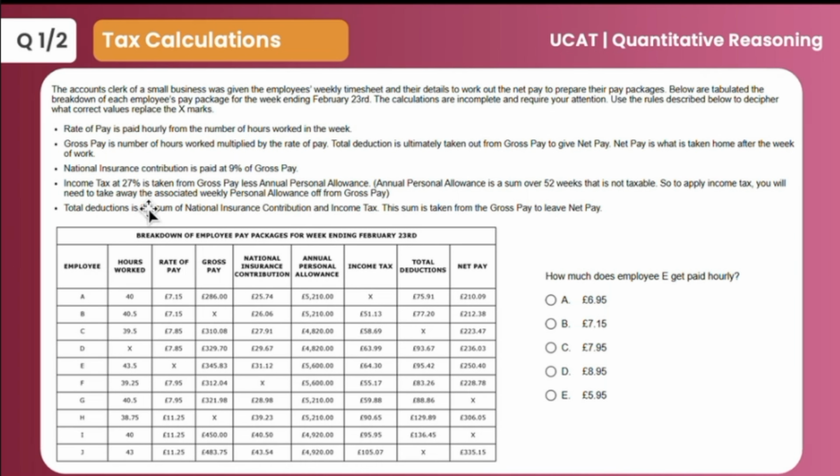So we've got rate of pay is paid hourly from the number of hours worked in the week. We've got the hours worked for each employee, and then the rate of pay for each employee. And then we've got the gross pay for each employee. So hours worked, rate of pay is per hour, gross pay is total hours, national personal allowance, income tax, total deductions, and then net pay. So how much does employee E get paid hourly?